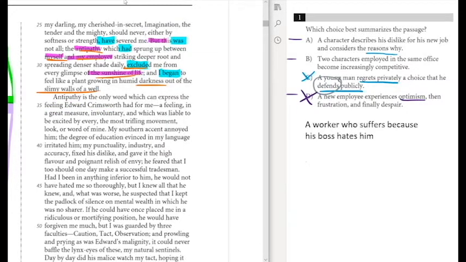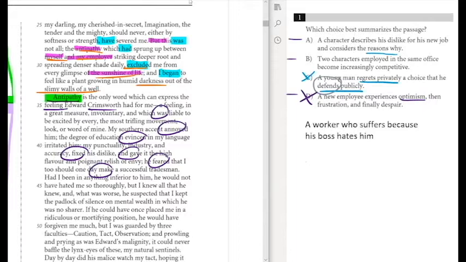Getting a little deeper into the passage, line 34: "antipathy can express the feeling Crimsworth had for me, a feeling which was liable to be excited by every most trifling movement. My accent annoyed him, my education evinced and irritated him, my punctuality, industry, accuracy fixed his dislike, and gave it the high flavor and relish of envy. He feared that I should make a successful tradesman." So what's happening there? Well, we have the narrator's boss having antipathy for him.